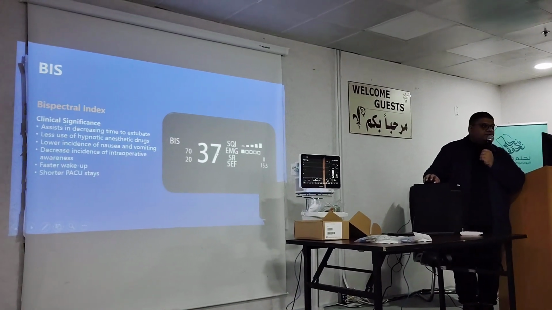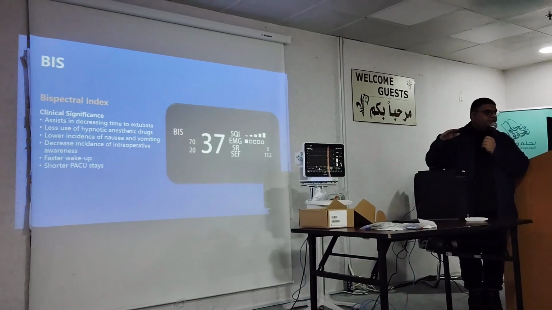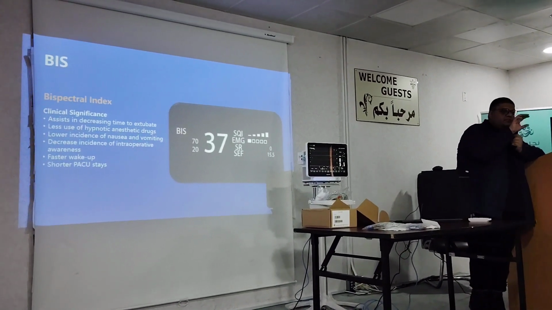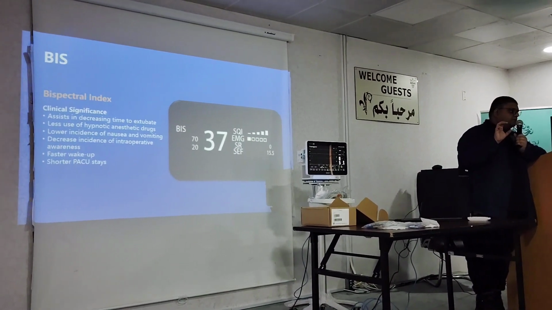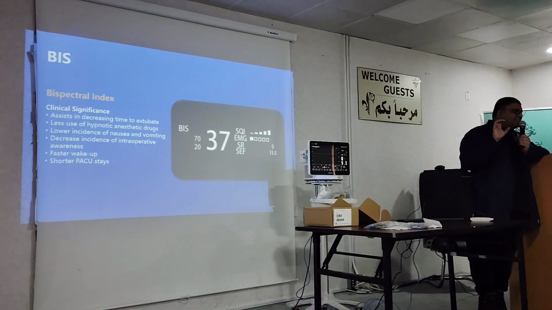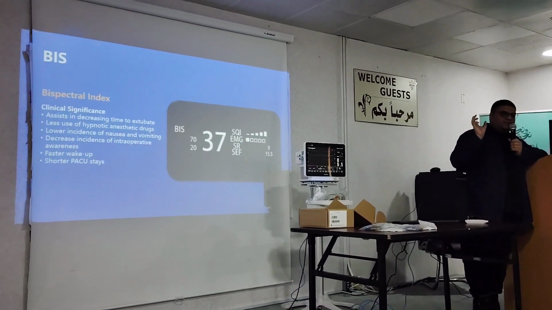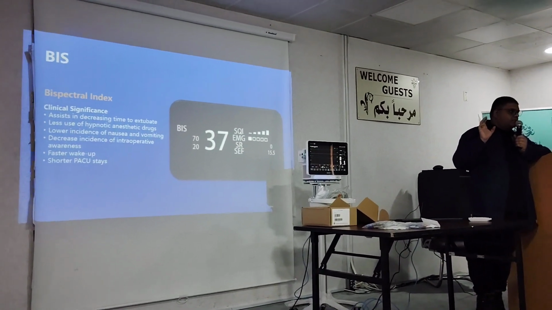So it's very easy to know the depth of anesthesia. But if you just read EEG, the only thing you would know is if the patient is awake or not, right? And I think most of us can also do that by just looking at the patient. The bispectral index shows us the depth of anesthesia, how deep the anesthesia has been achieved.